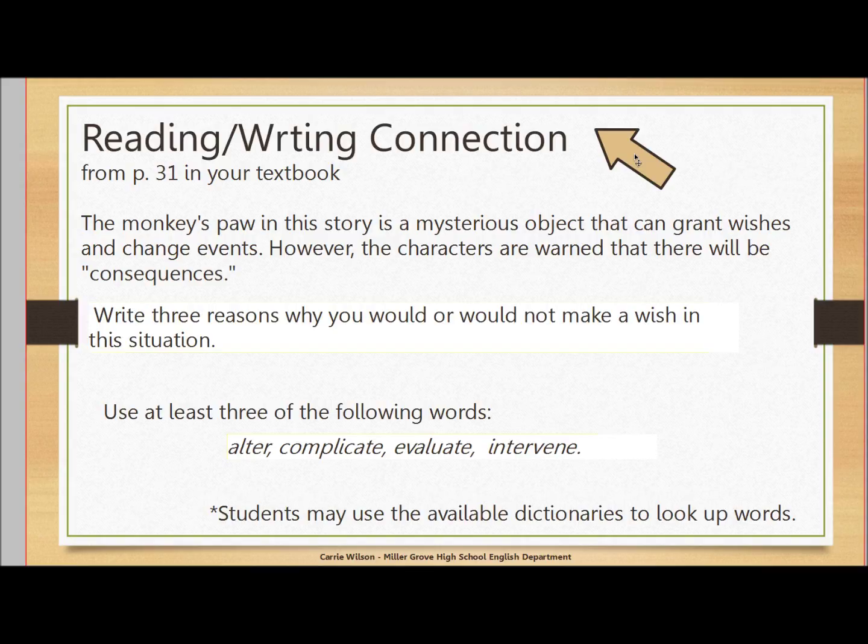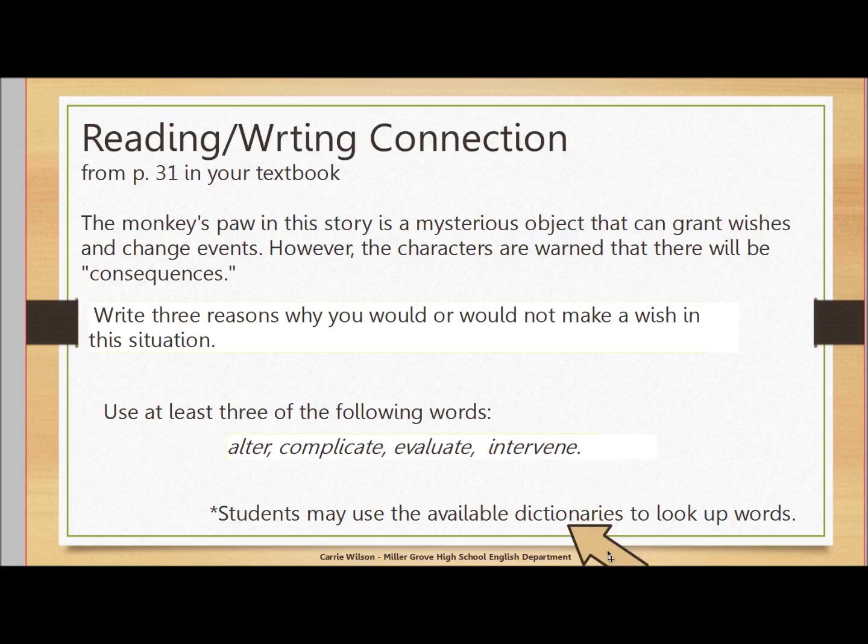For this journal activity, you'll be responding to the Reading Writing Connection activity from page 31 in your textbook. The monkey's paw in this story is a mysterious object that can grant wishes and change events. However, the characters are warned that there will be consequences. Another way of stating this is, be careful what you wish for. Write 3 reasons why you would or would not make a wish in this situation.